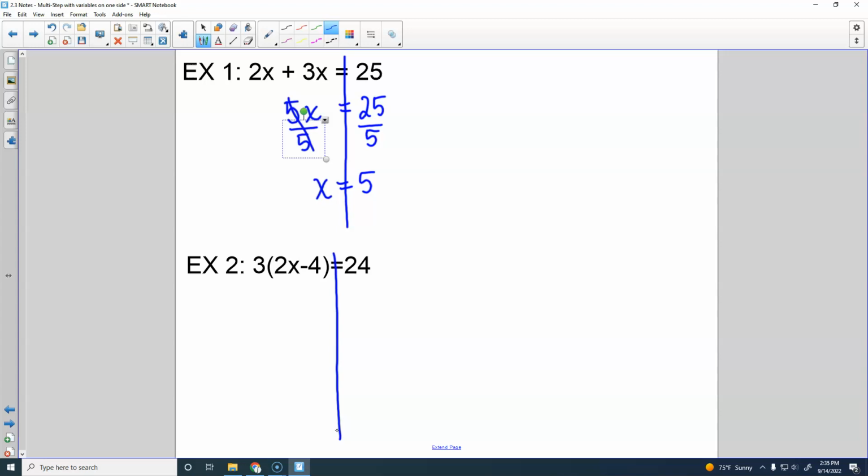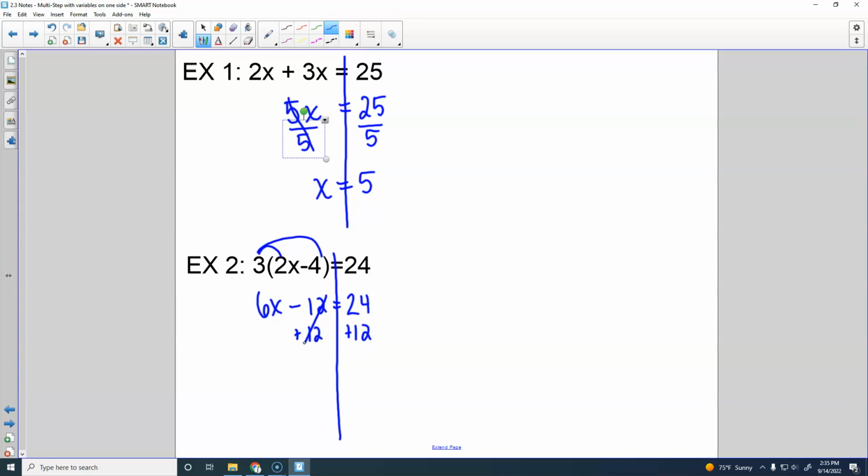Isabella, on number 2, our first step is to distribute. Do we have anything to distribute here? Okay, what are we going to distribute? Very good. Whenever we do that, what will we get? Perfect. Okay. Then, Isabella, what would we do next? Very good.